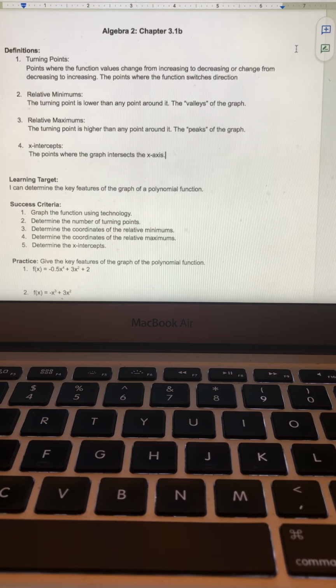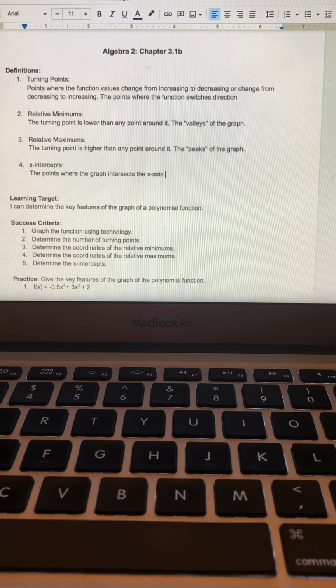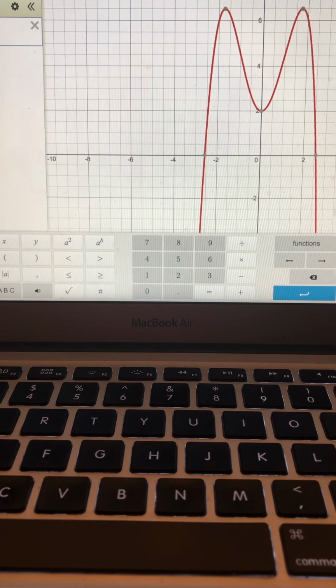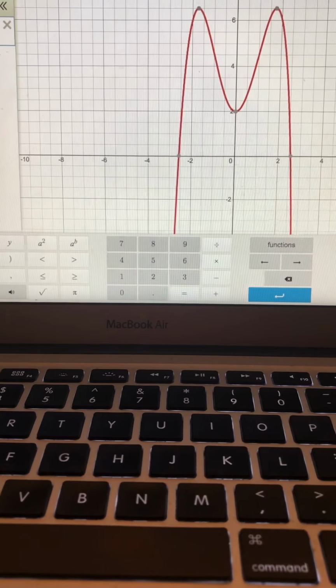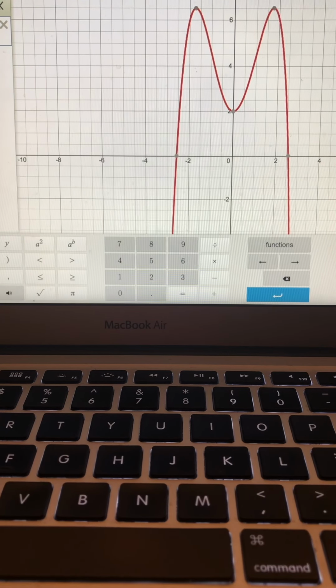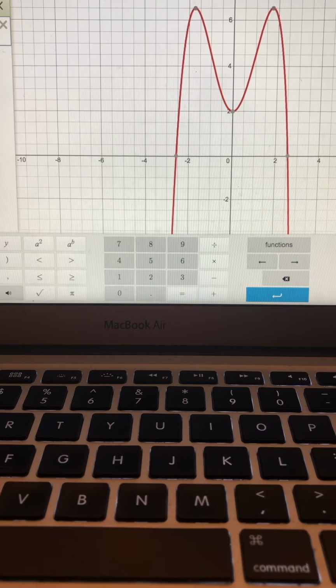So let's try that now. Let's go to Desmos or use your graphing calculator and put in number 1 there. All right, so you would put it in and it looks like this. All right, so turning points. Let's count the turning points.